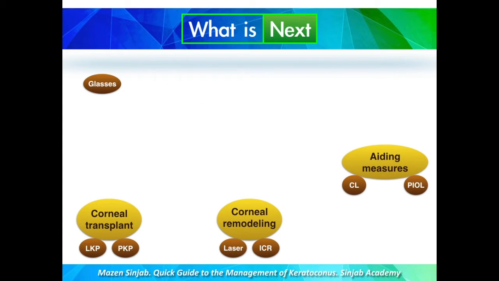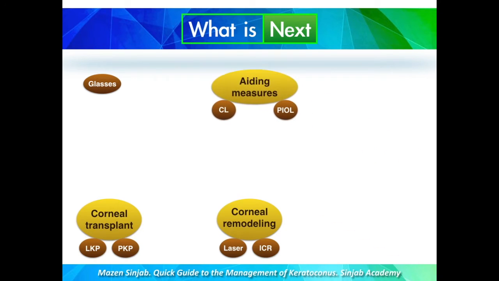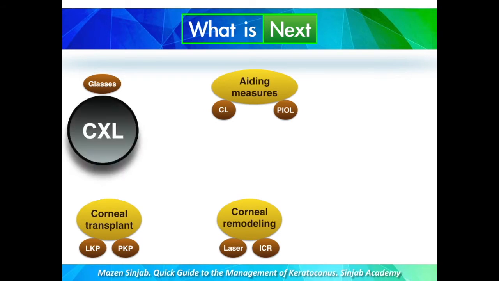What about glasses? If the patient is happy with his glasses and later we want to switch to another aiding measures, is it possible? Yes, it is. We can use contact lenses and we can use phakic IOL if it is indicated. But if the option was corneal cross-linking followed by glasses, can we go for contact lenses? Yes, we can. And if we want to go for phakic IOL, we have to wait at least 12 months after corneal cross-linking in order to have stable K-reading measurements.